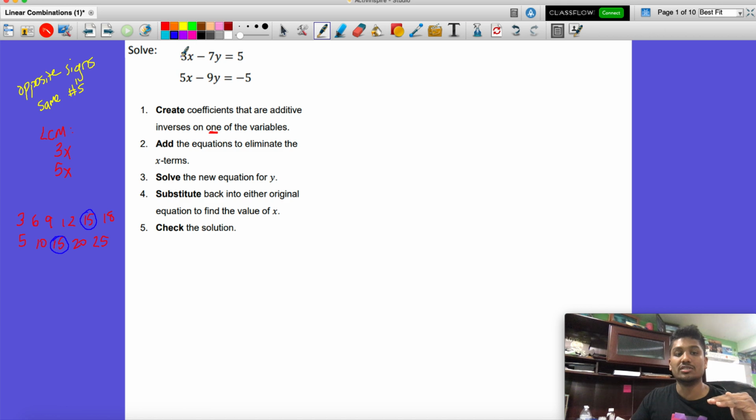Okay, coefficient again is just this number, the number in front. So we want to change this to become a 15. The way we do that is through multiplication. And we have to think to ourselves, what do you multiply 3 by to get to 15? That would be 5. And what do we multiply this 5 by to get to 15? And that would be 3.